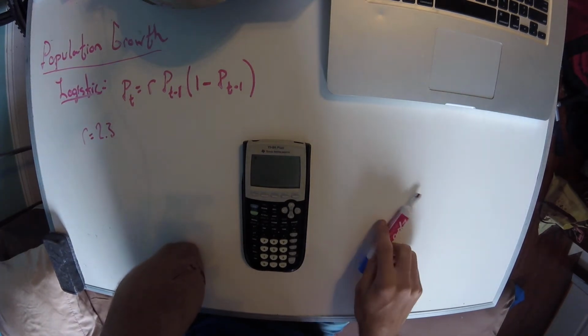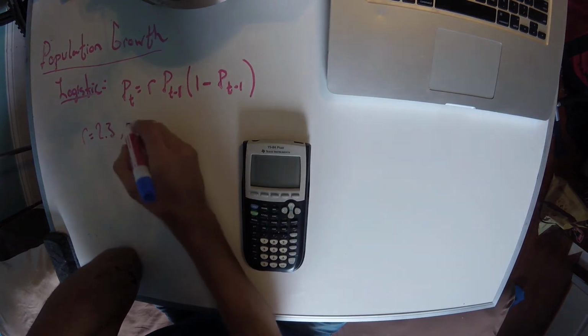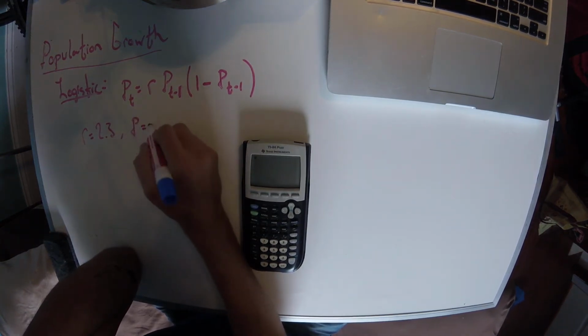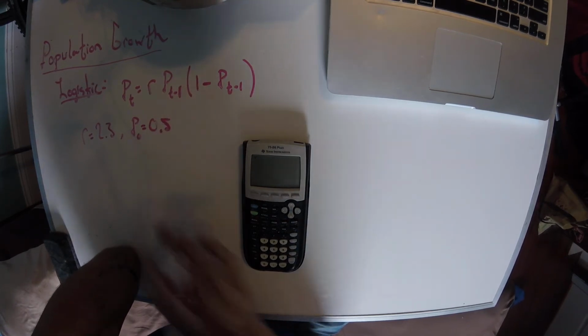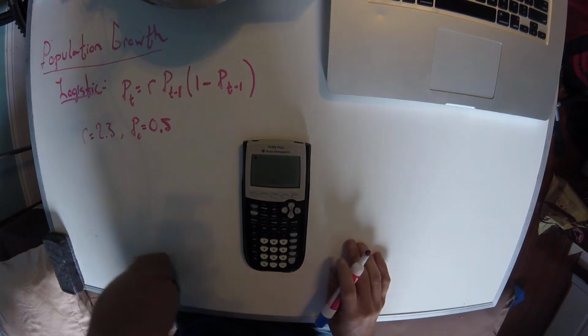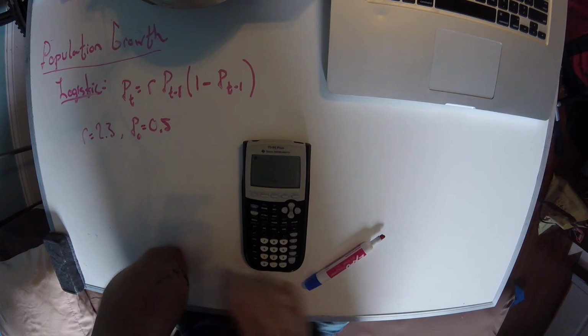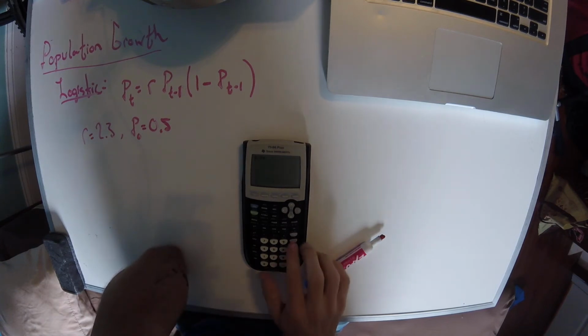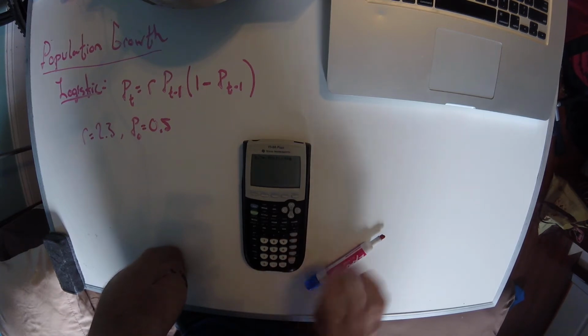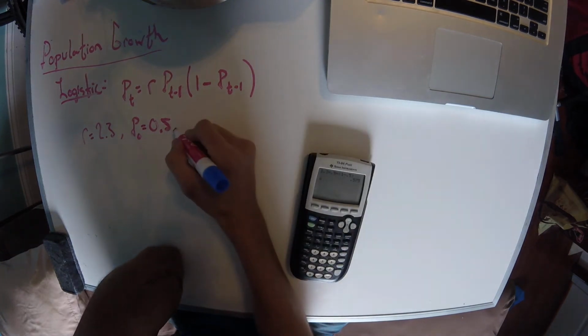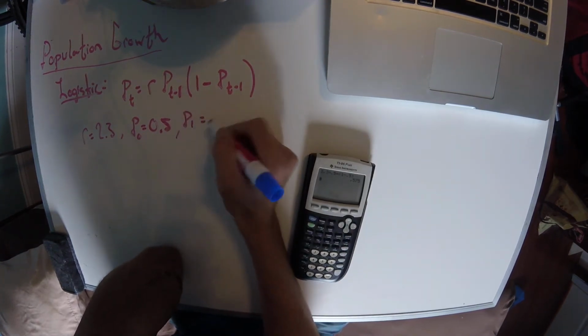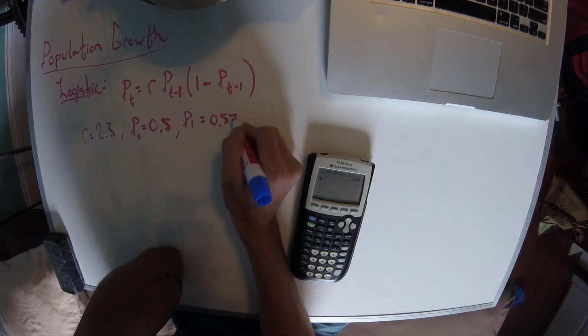So let's go ahead and pick a starting population. So let's say P equals 0.5. So this is the population starts at about half of what its maximum could be. So let's just go ahead and plug that all in. So we'll put in 2.3 times 0.5 times 1 minus 0.5. And we get that P1, P after 1 year, is equal to 0.575.